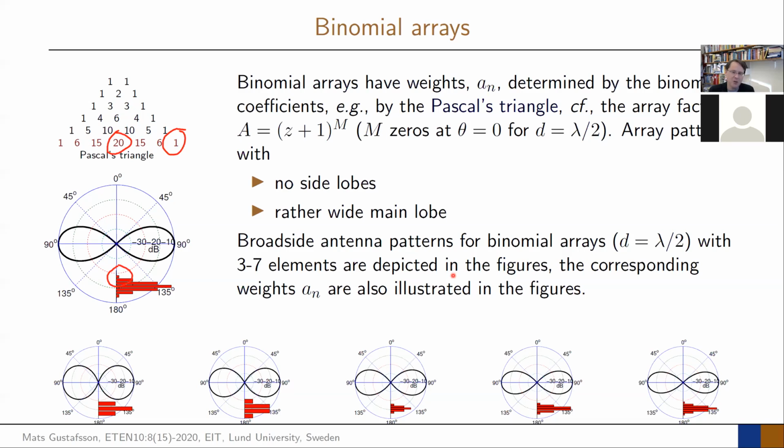So you would like to go somewhere in between. And in practical cases, yes, it's nice to remove these side lobes, but maybe we don't have to remove them totally. Maybe we can pay a price and just make them small instead. And that will be called a Dolph-Chebyshev synthesis or pattern that we will see very soon.